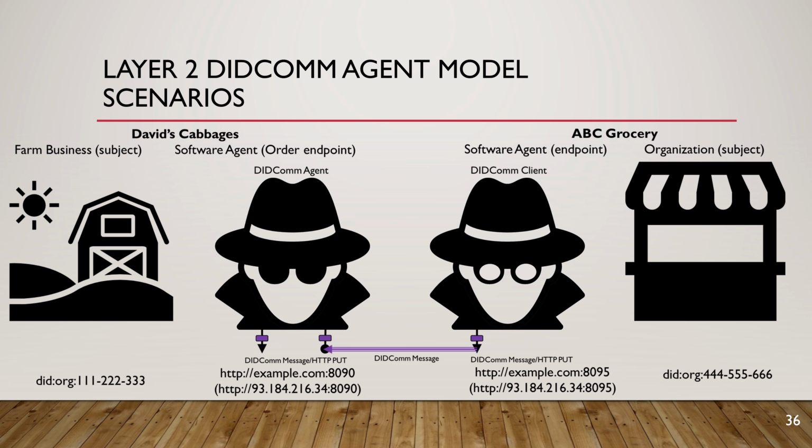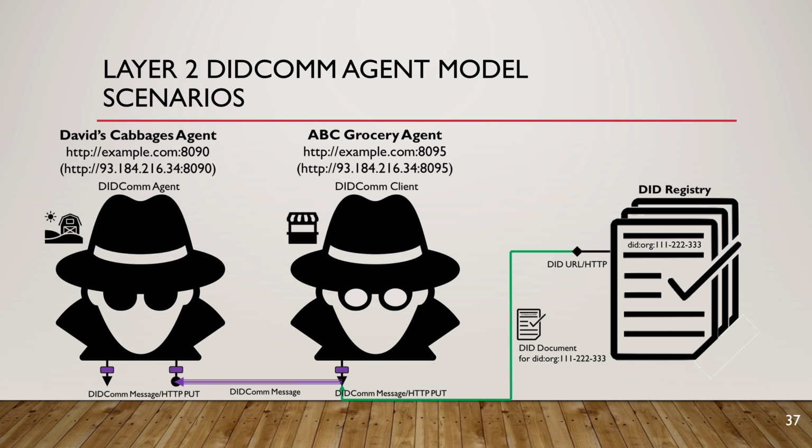And the way that we communicate between these is the same as in layer 1. We need to resolve that DID:org:111-222-333 for David's Cabbages persona, and get the DID document, get the service endpoint, and then get the URL out of that service endpoint. That's what we see here.